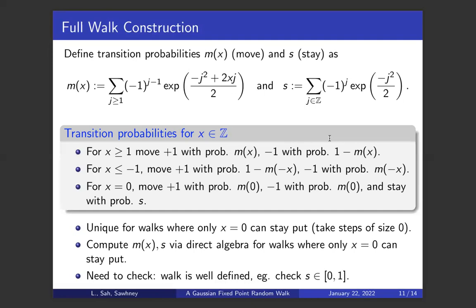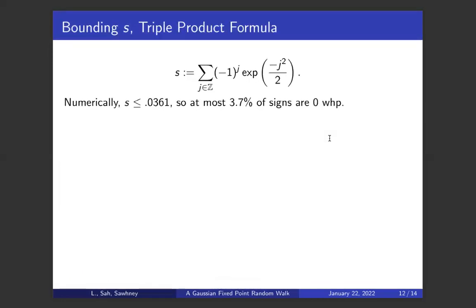While, as stated, this can basically be checked numerically, there are other instances in our paper where you need finer control on what M and S are, and I want to explain an alternate method to understand why, for example, the staying probability S is between 0 and 1. So first, you could just numerically compute S and check that it's between 0 and 1. In particular, S is less than something like 3.7%. And this is where our claim that at most 4% of signs are 0 comes from.